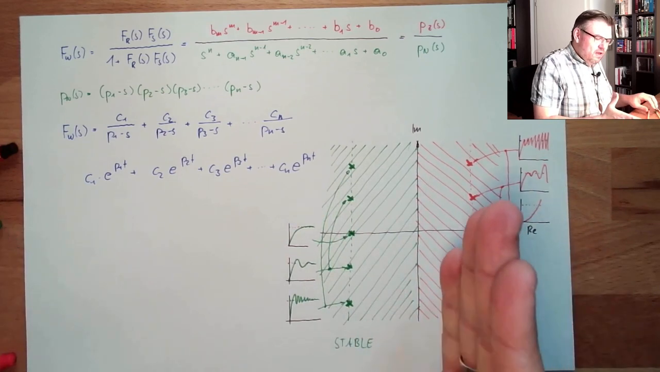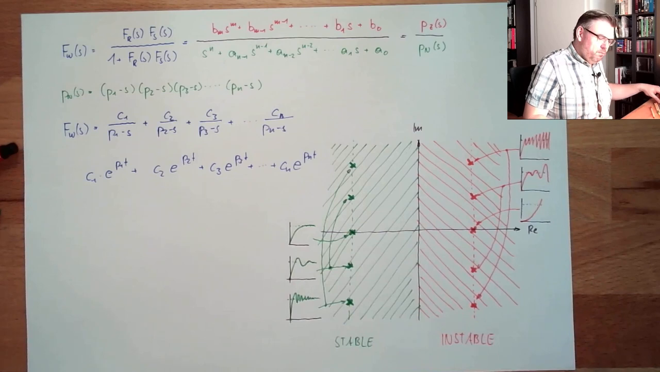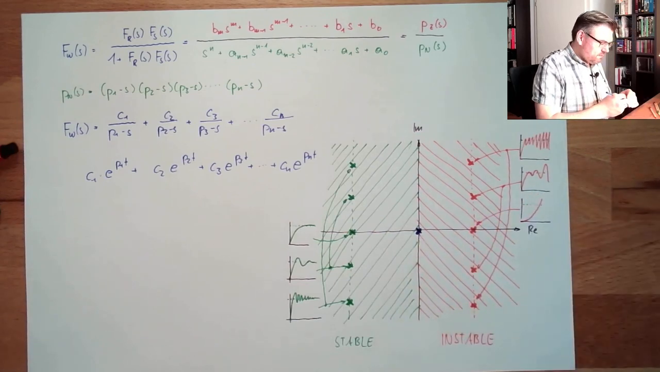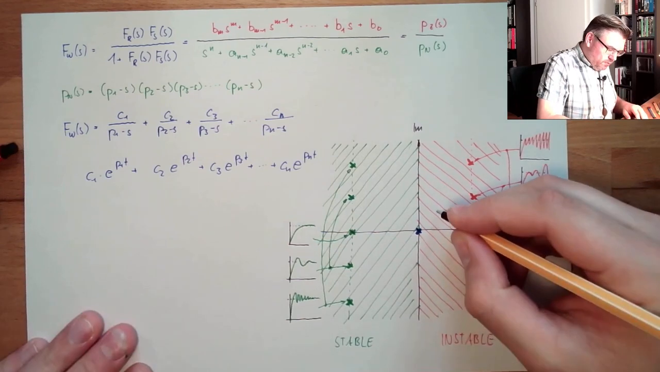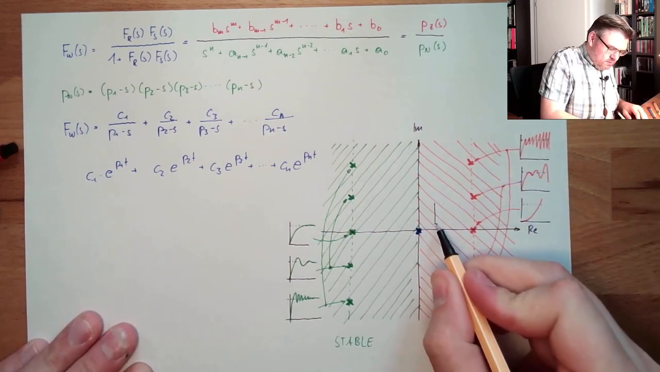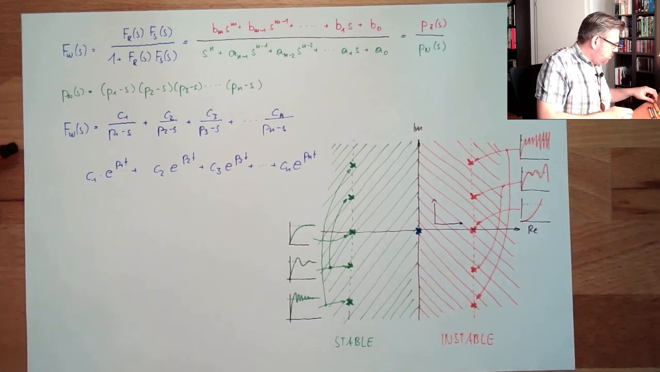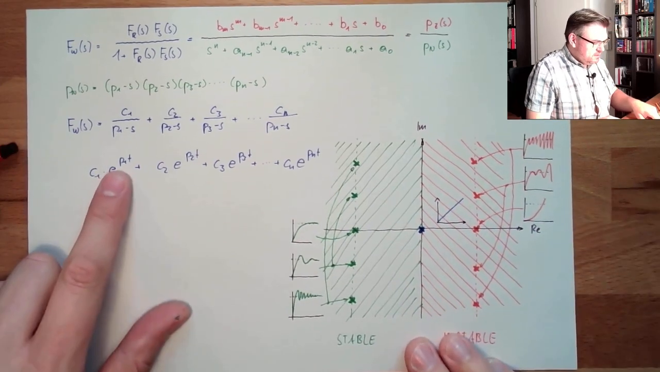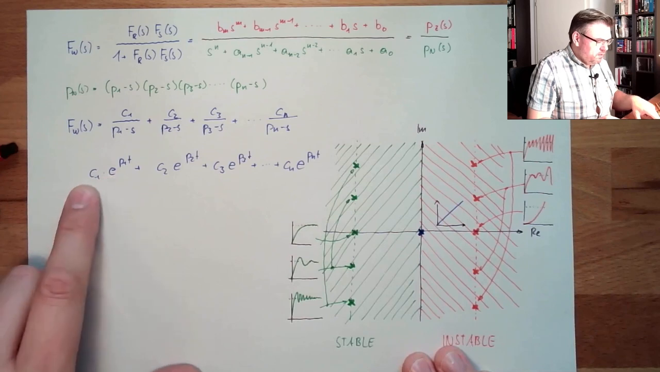What happens if one pole is exactly at zero? Well, this is a border case. It's only allowed with one pole. If one pole is here, for instance, it's not what we call stability. However, it would look like this. Simple grow. Linear grow. If this is zero, then this is always one and we will grow.